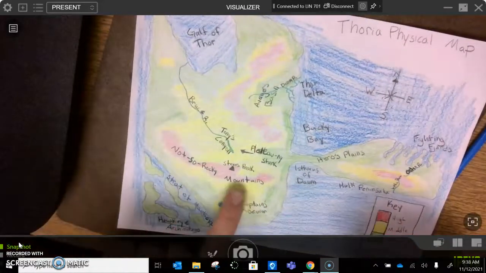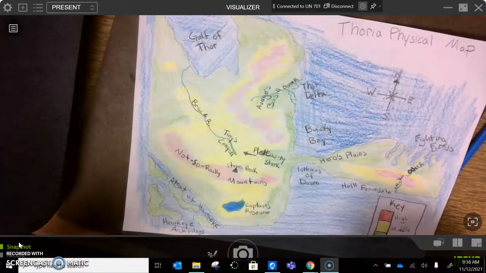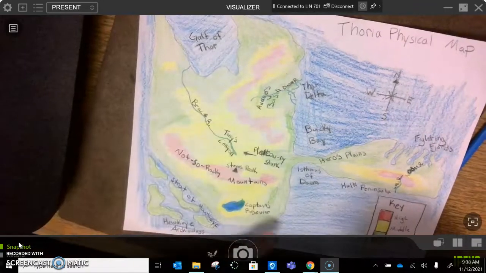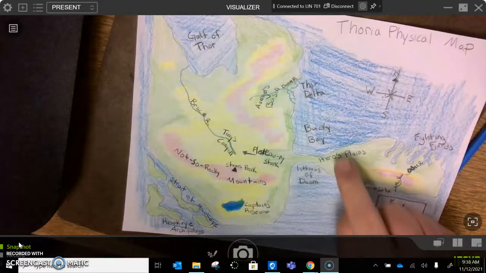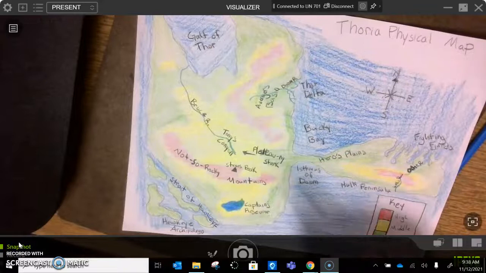I have a mountain range. That's 12. I have a peak. That's 13. And I have a reservoir. That's 14. Okay? I believe... Oh, and I have plains. That's 15. The only one I don't have is valley.